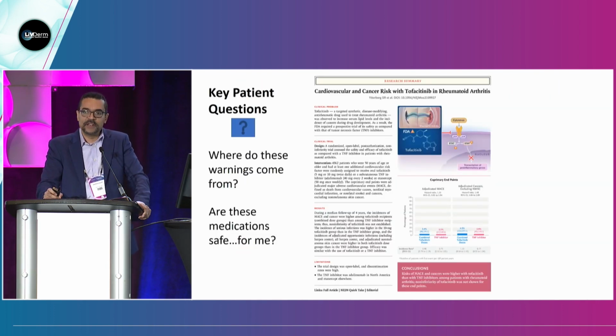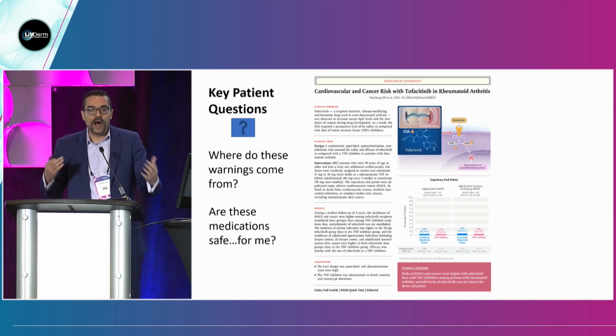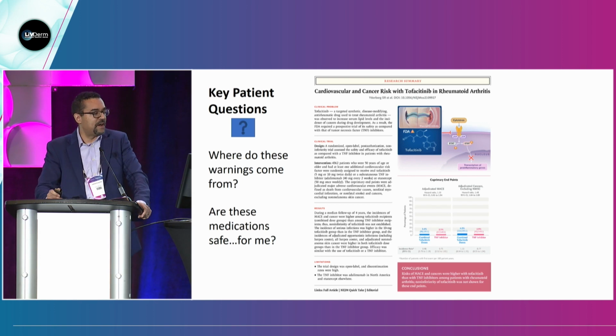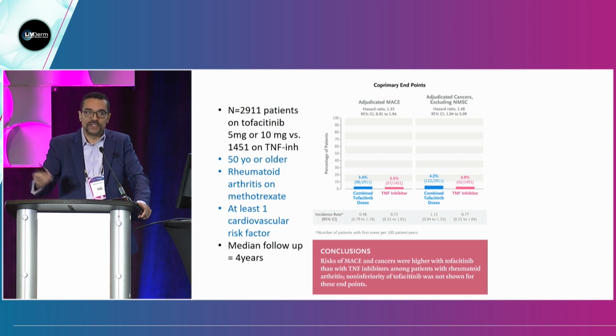I think Dr. Dansky did a wonderful job explaining the context of the warnings, and that's step one. What I do in the office is I try to give them an understanding of the why. Why is there this box warning, and where did it come from? I'll explain very briefly the study done with a different medication in the same category in a different disease state, rheumatoid arthritis, in a patient population that was older, 50 years of age and older, who were on methotrexate, and had at least one cardiovascular risk factor.